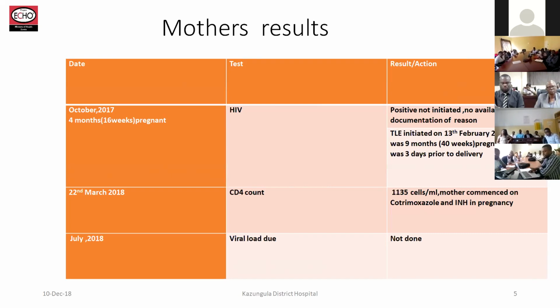On 22nd March this year, a CD4 count was done. It was 1,135, and the mother was commenced on cotrimoxazole and INH. In July this year, 2018, she was due for viral load, but it was not done. There is no viral load in her follow-up to now.